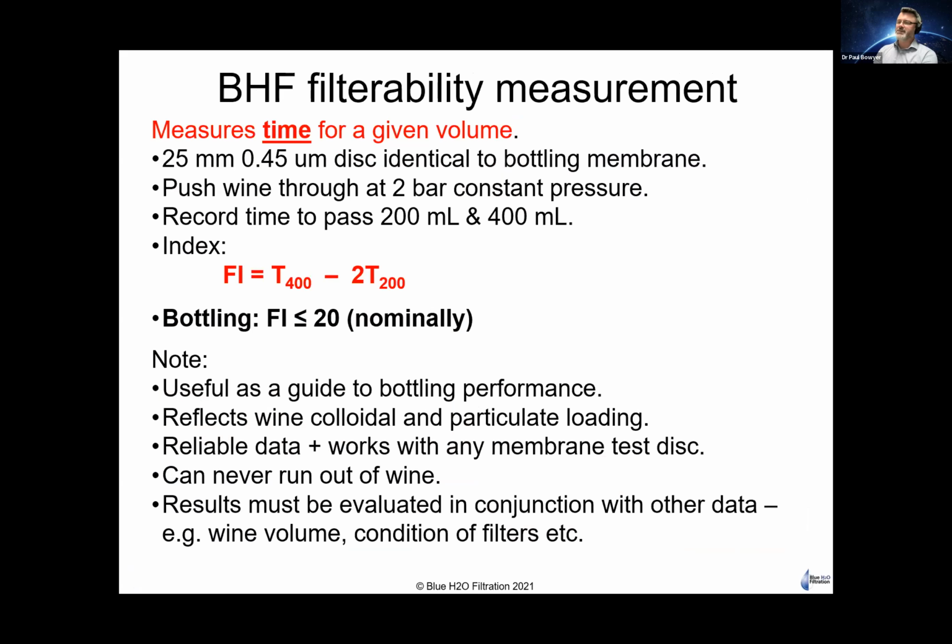The measurement that we advocate is the European method, which measures time for a set volume. So first of all, you can never run out of sample, regardless of how clean the wine is, because the volume is set: 200 mils, 400 mils, and also a 600 mil time point as well. So it seems to be quite robust, plus or minus, say 2 seconds or something like that. You can never run out of wine. But always with filterability measurements, you have to look at it in conjunction with other data, like how big the wine volume is, the condition of the filters, how many filters are in the housing, temperature. All of these sorts of things play a role. So it's not just the be all and end all, but it forms part of the puzzle.